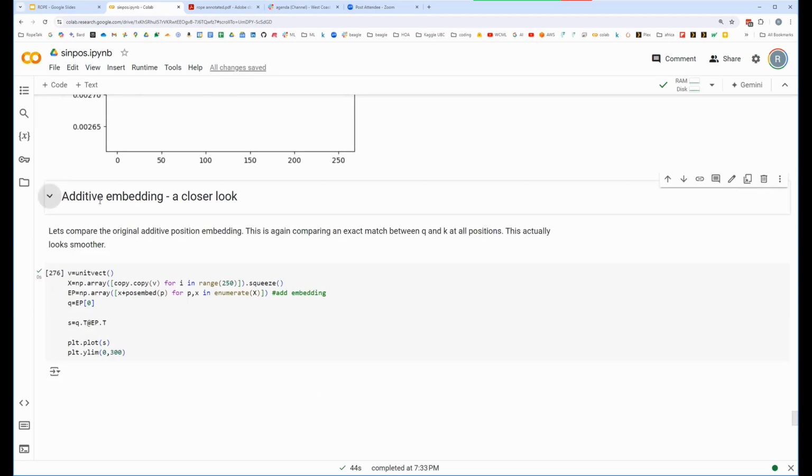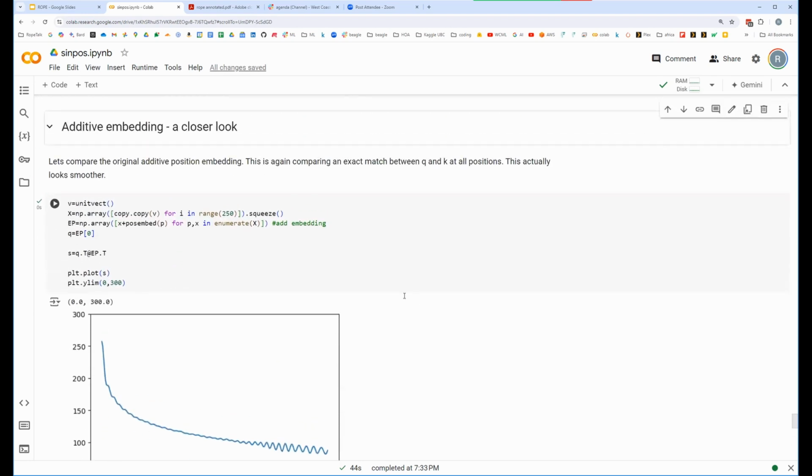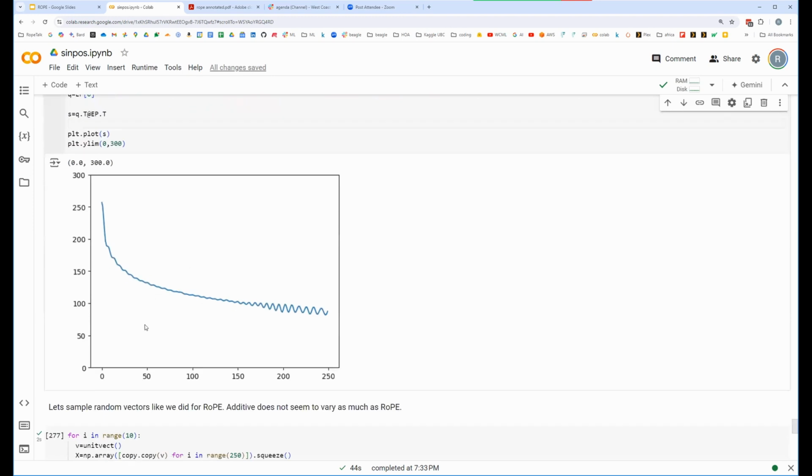Okay, here's an interesting one. So I said, oh, well, that's all cool. I've got this little code that looks at attention over a sequence, right? How does that work if I stuck with the positional, the additive embedding? What does that look like? It's interesting. It's not as selective. This doesn't go down as far, but it does go down. It does have kind of a similar curve.